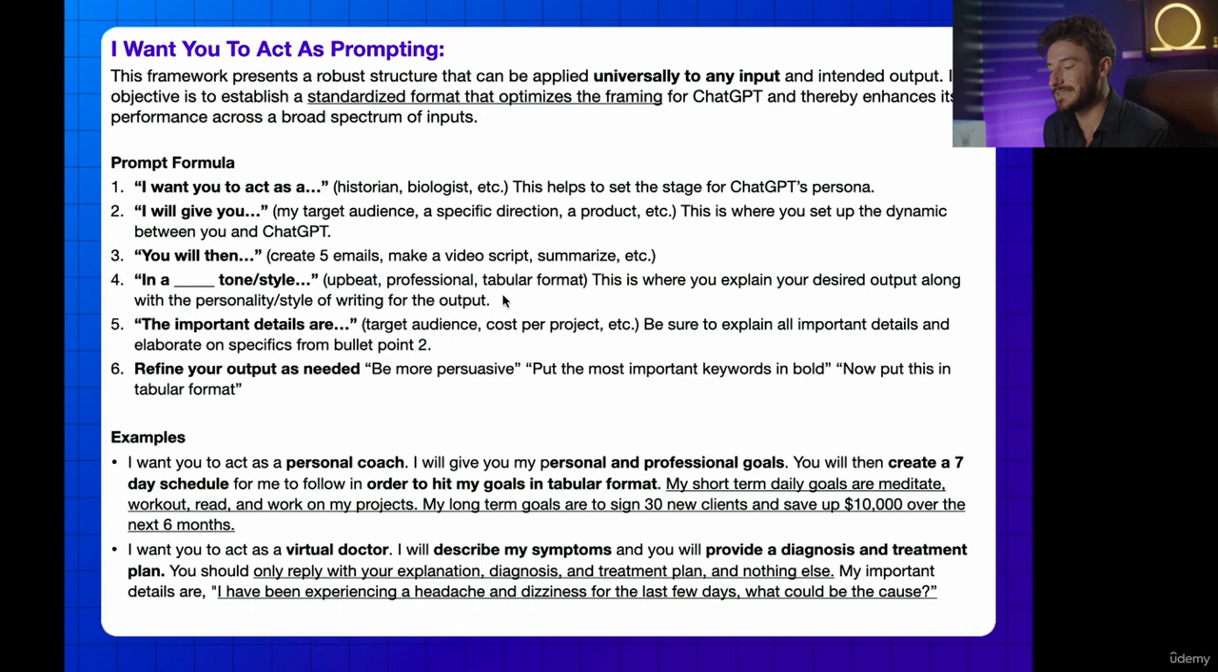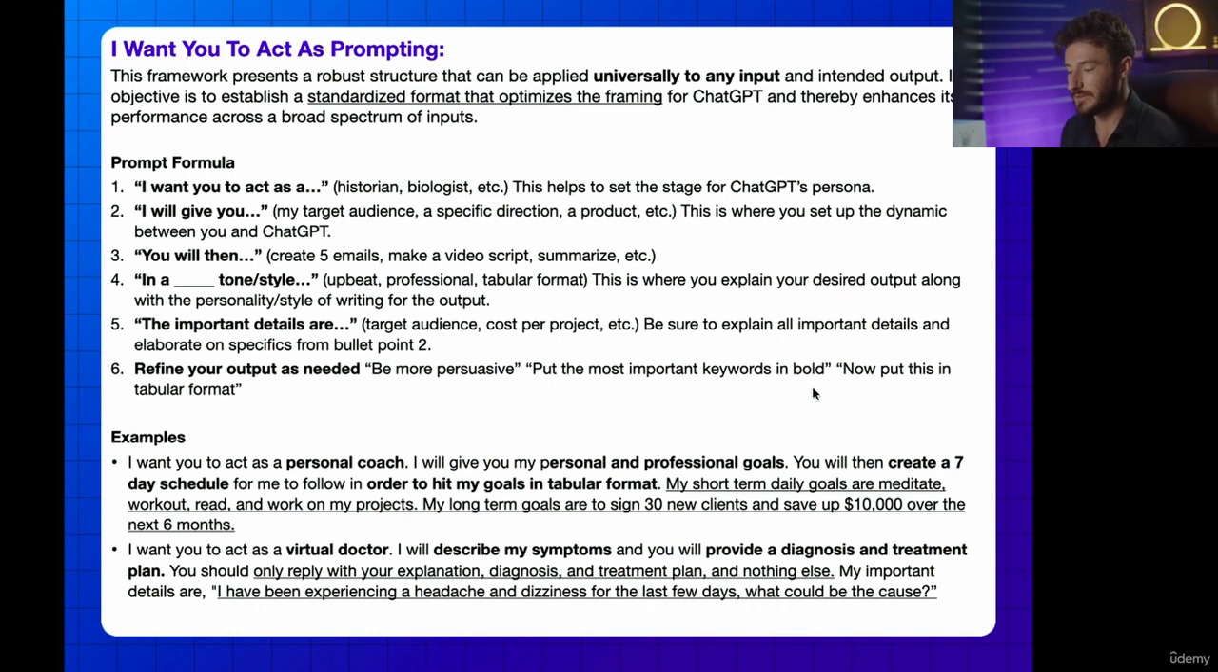Next is the important details. So if you're asking in point 2, I want you to give my target audience a specific direction, you have to then also elaborate on what those things are. So if you say you're going to give ChatGPT your target audience, in bullet point 5, you want to explain who your target audience is so that the output can be as effective as possible. And then number 6, we want to refine the output as needed. So once we get our output, we could then ask ChatGPT to be more persuasive, put the important keywords in bold, or put it in a different format.